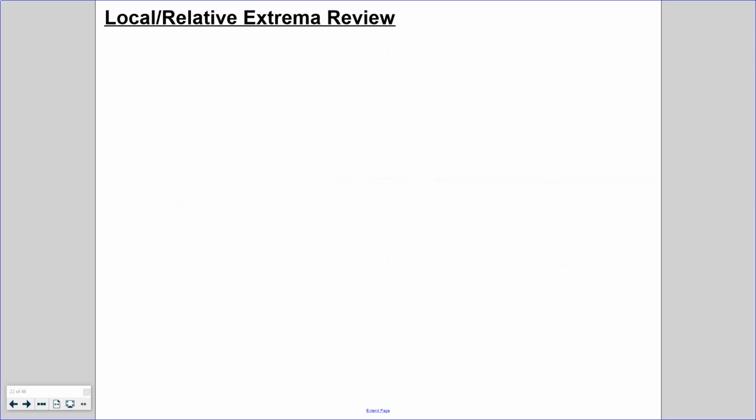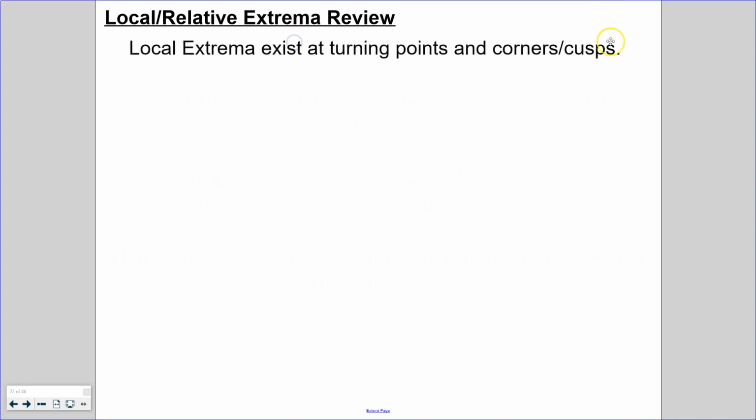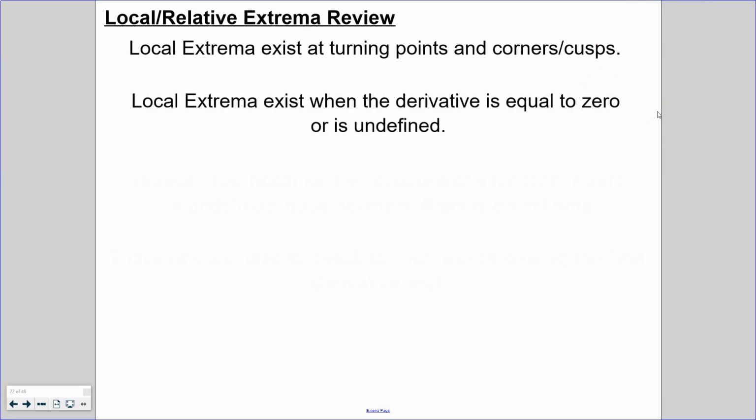All right, so let's go through a quick review of everything we just covered with local or relative extrema. Again, we said that local extrema exist at turning points and corners or cusps. Local extrema also exist when the derivative is equal to 0 or when the derivative is undefined. That's when we have horizontal tangent lines and vertical tangent lines.